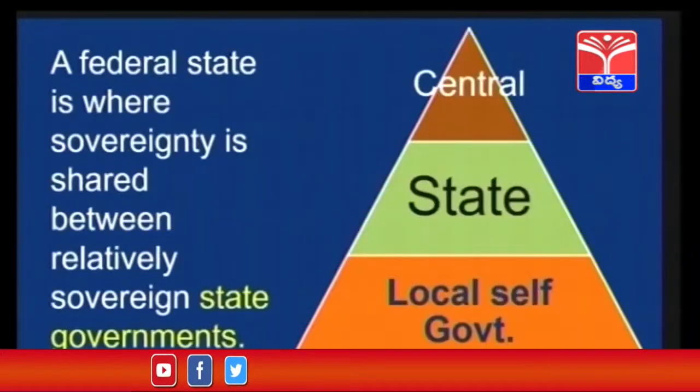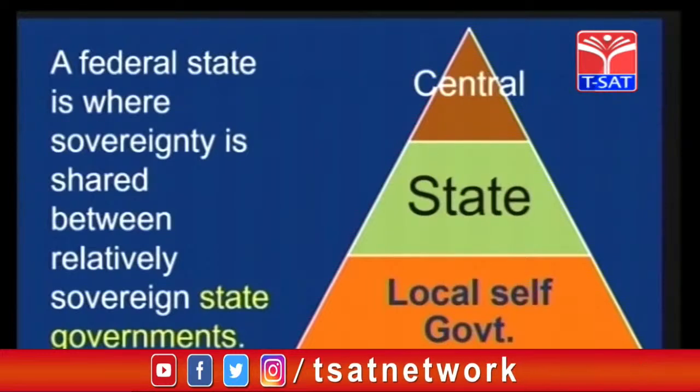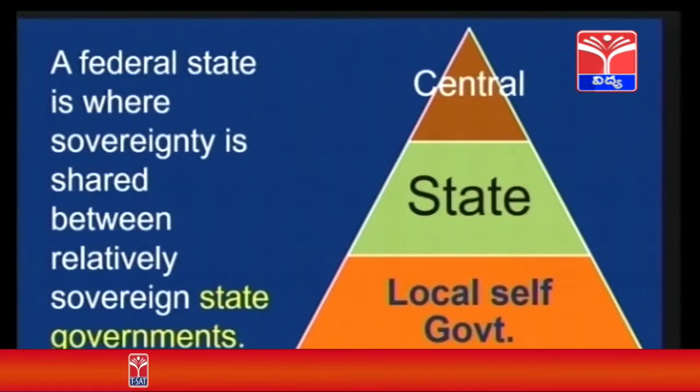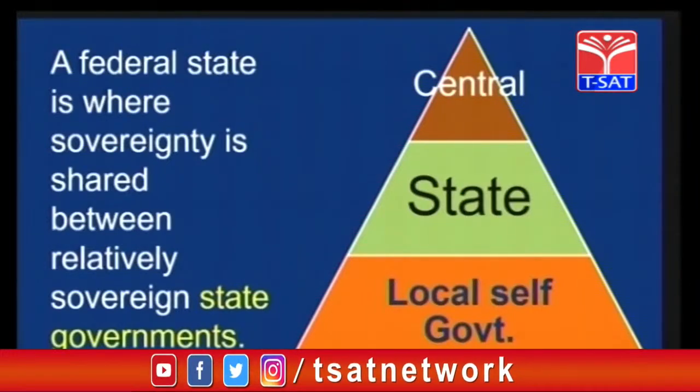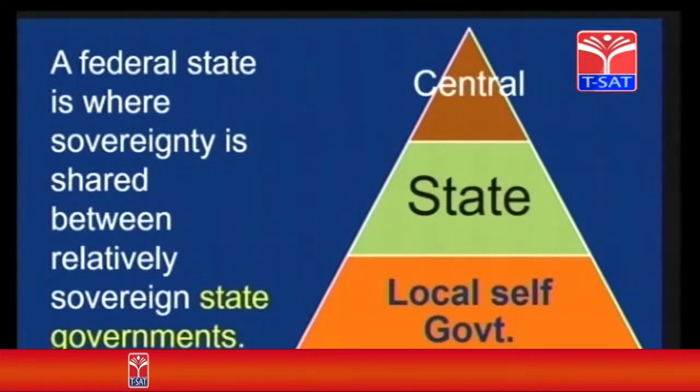Whereas on the other side, the federal state is where sovereignty is shared between relatively sovereign state governments. You can see here, the central government is there, the state government is there, and local self-government is there. These three have to work with cooperation. That is what we call a federal state, or cooperative federalism.